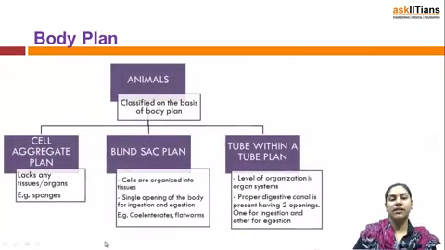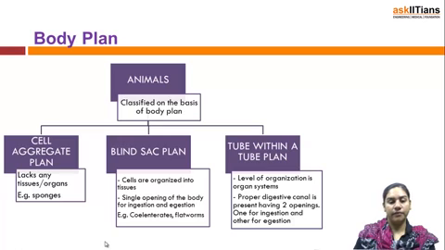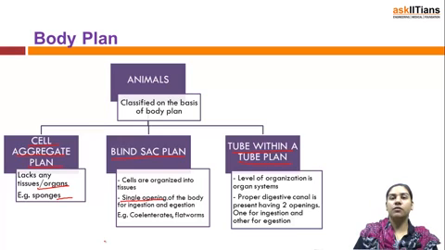Our next basis of classification is the body plan. The animals can be classified on the basis of the body plan as the cell aggregate plan. The next is the blind sac plan, and the last one is the tube within a tube plan. So in cell aggregate plan, the animals do not have any tissues or organs, like the sponges. In the blind sac plan, the body is made up of cells, and cells are organized into the tissues, and the digestive tract is not well developed. It has only a single opening which serves both for ingestion and egestion, like in the coelenterates and the flatworms.